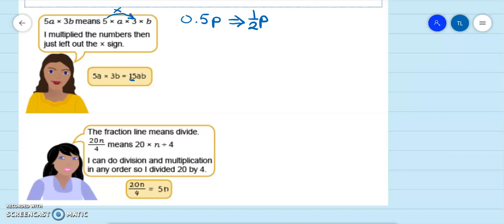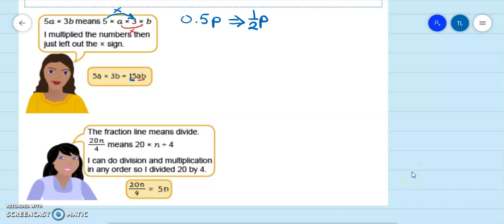And then for the next one, we have a times b. How to multiply a times b? AB, leave it as AB. Don't forget not to write the multiplication sign. So we have 15AB. It means 15 times A times B.